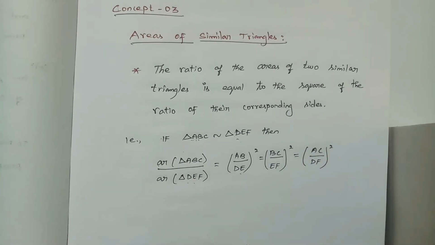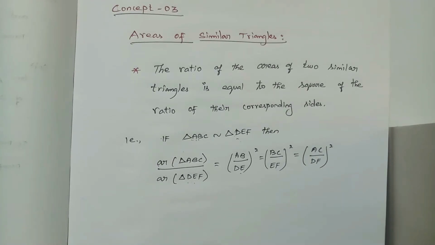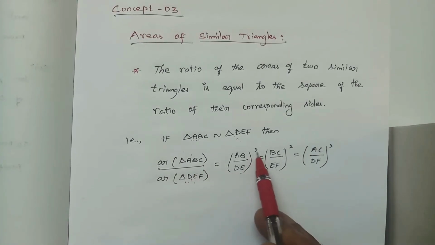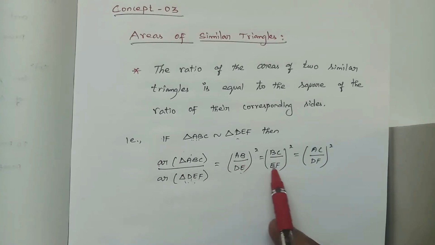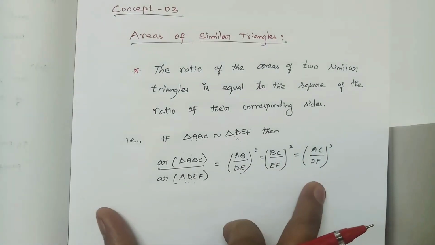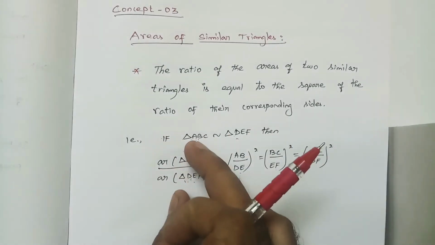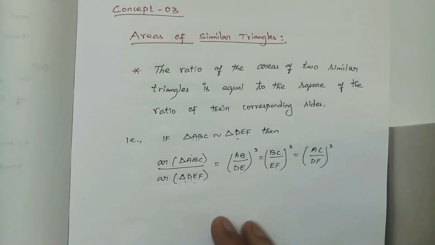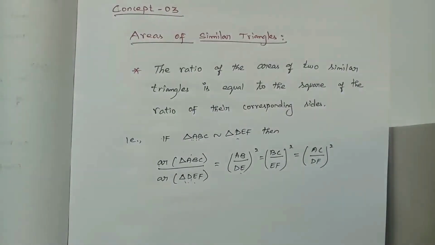Understood? So if any two triangles are similar, then the ratio of the area of two similar triangles is equal to the square of the ratio of their corresponding sides. Understood? So what is the condition? If two triangles are similar, then the ratio of area will be equal to the square of the ratio of their corresponding sides. So by using this statement alone, by using this proof alone, we are going to find or prove whatever they are asking. Understood?